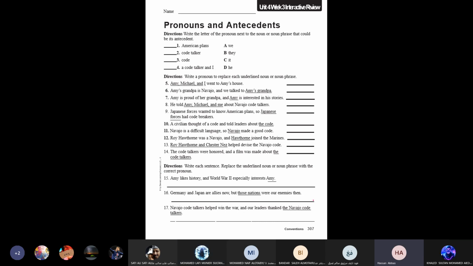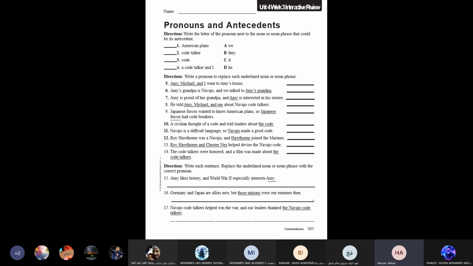Number one, American plants. B, so it will be they. American plants is a plural noun. A plural noun needs a plural pronoun. So I say American plants, and instead of American plants, if I want to drop it, then I use a pronoun instead. So I say they. So number one, American plants, is letter B.